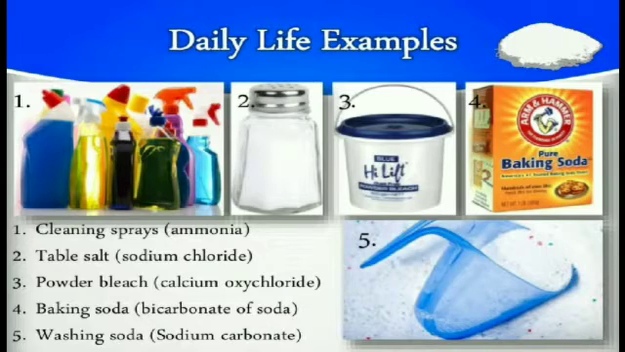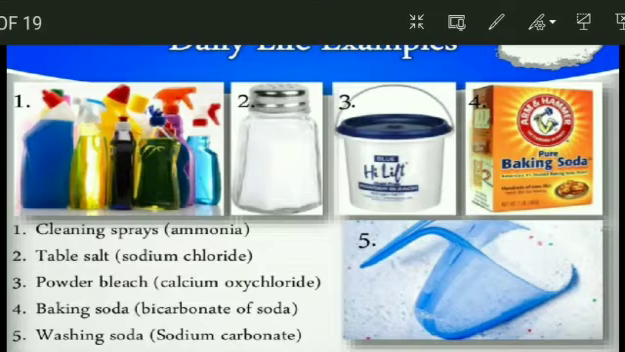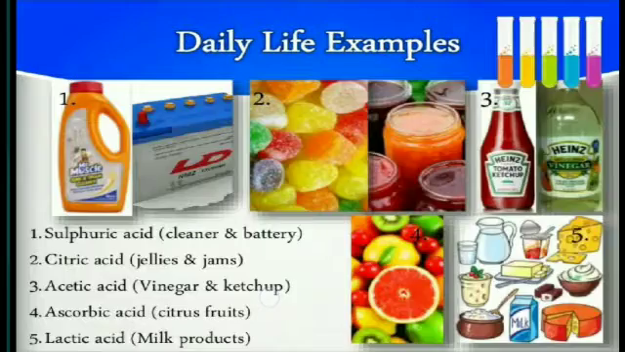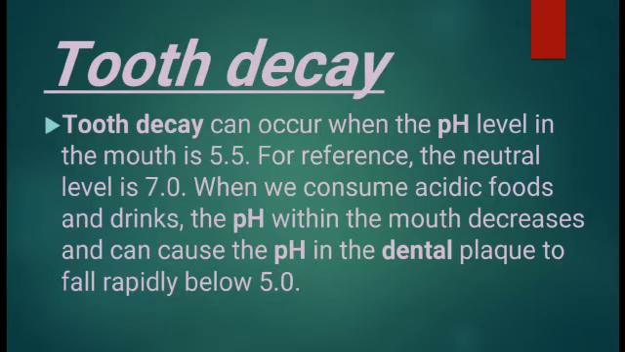Okay children, this is baking soda. These are also mild bases. Table salt, mild base. Powder bleach is mild base. Baking soda is mild base. Washing soda is mild base. Sorry, these are salts. These are examples of salts we use in our daily life. Table salt, powder bleaching, baking soda and washing soda, these are examples of salts. So now we saw daily life examples for acids, bases, and salts.